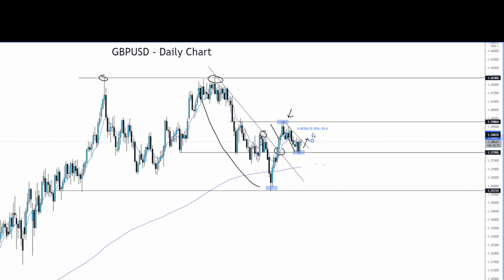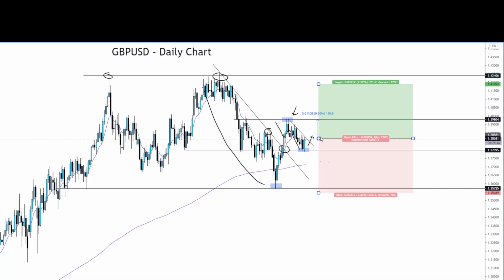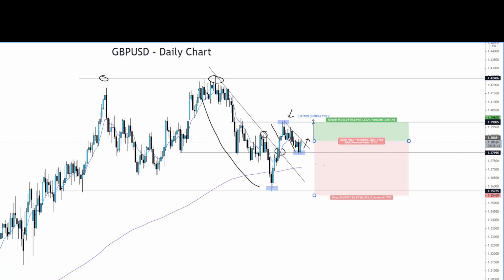And let me just show you how it would look if we were to be buying around this zone. So if let's say we entered at around this level, which is at around the 1.386 level, our profit target at the top will be somewhere here at around 1.398, and our stop loss can be placed just below the lows of this swing low.